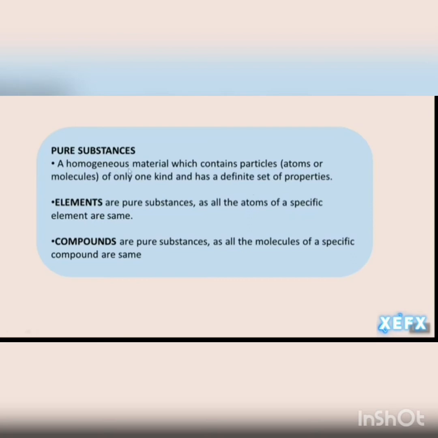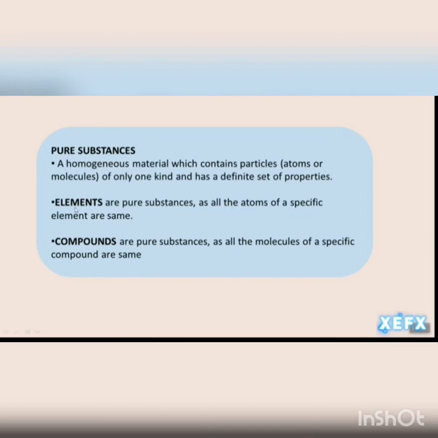Now we see here pure substance, and we see homogeneous mixture. This homogeneous mixture means those mixtures which, when you combine them together, form only one particular compound. So that is known as a homogeneous mixture, like water and sugar. When you mix water and sugar, then it becomes one compound, one solution.